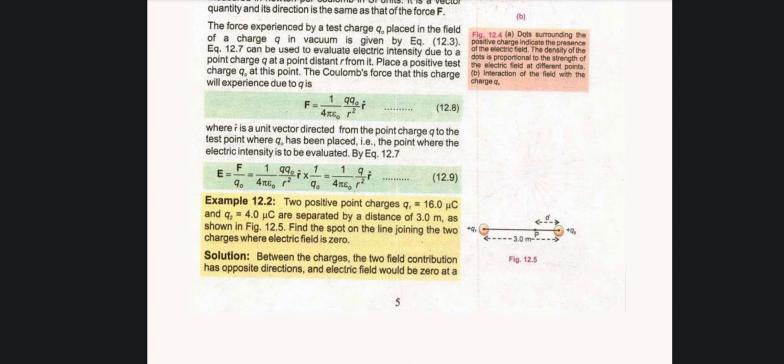The point where the electric field intensity is to be evaluated by equation 12.7: E equals F upon q0, which equals 1 upon 4 pi epsilon naught Q q0 upon r square into 1 upon q0, where E equals 1 upon 4 pi epsilon naught Q upon r square r-hat, and r-hat is the unit vector.